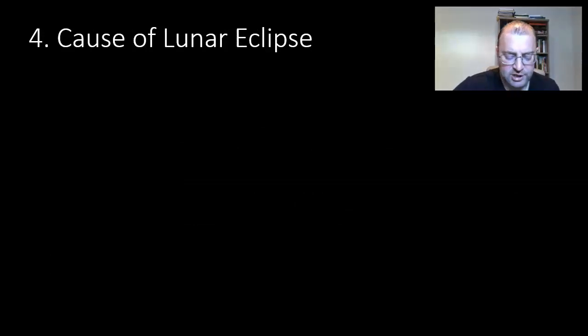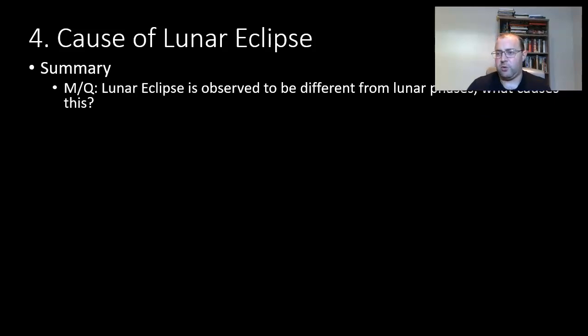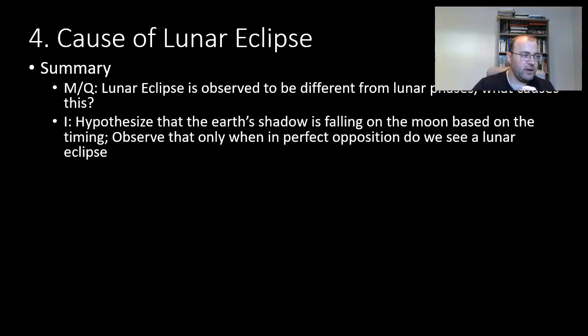Okay, next one that was covered was the cause of the lunar eclipse. So the motivation question, lunar eclipse is observed to be a different phenomenon than the lunar phases. So the idea here is, well, what causes this? What causes this sort of weird shading of the moon that's distinct from the lunar phases? Now, the investigation, as I understood it, is that we hypothesize that the Earth's shadow is falling on the moon based on the timing that it occurs.